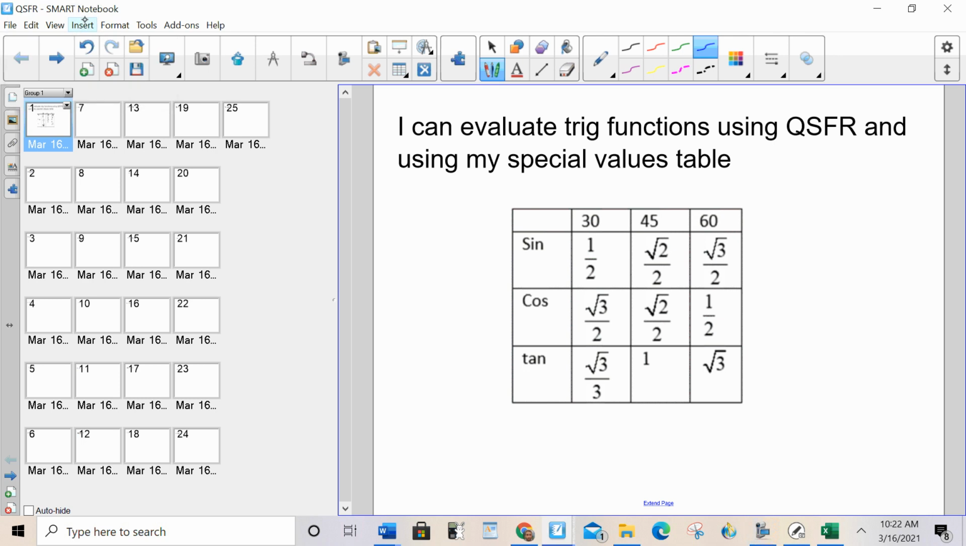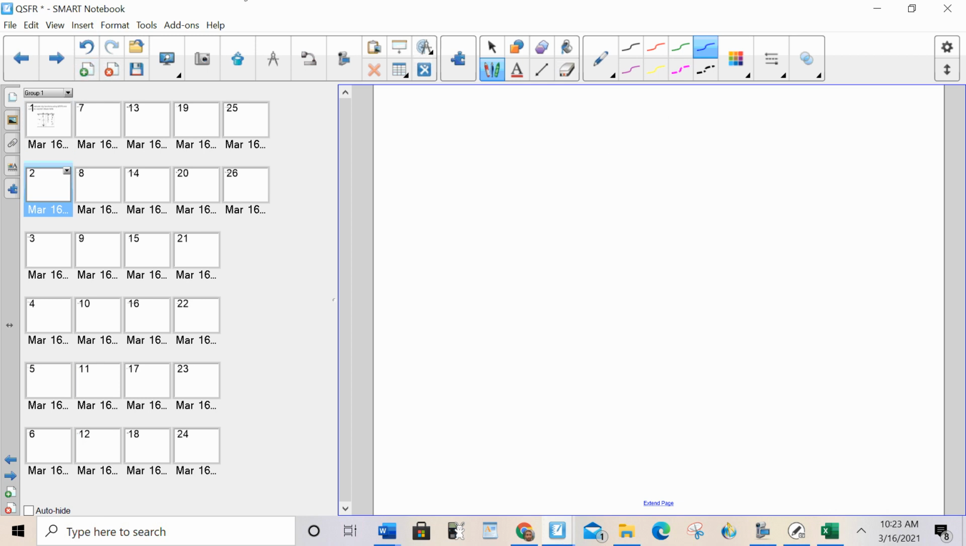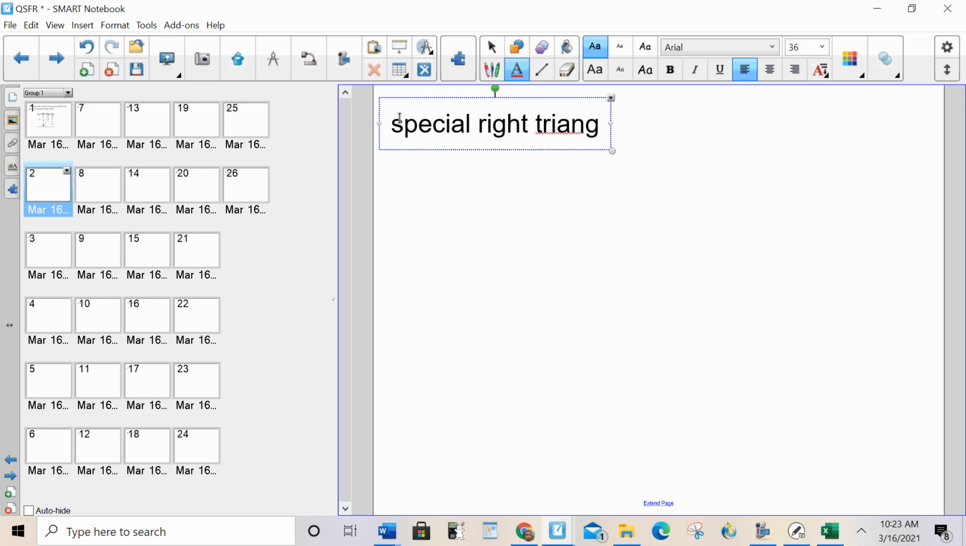Hello everybody, today I can evaluate trig functions using QSFR and using my special values table. So first off, there are quite a few prerequisites for this lesson. This builds upon the special right triangles. This builds upon the signs of quadrants. So, signs of quadrants is definitely a huge one.